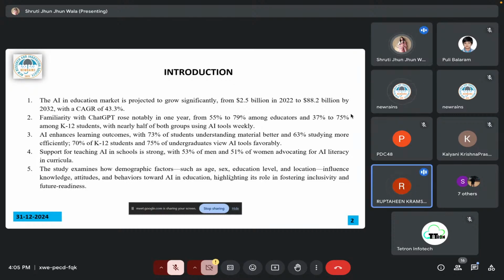Okay, so our main purpose of the study is to examine whether demographic factors such as age, gender, education level, and location influence the knowledge, attitude, and behavior of the students towards AI adoption in education. So should we move directly to results and discussions?